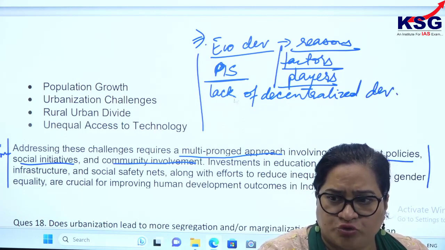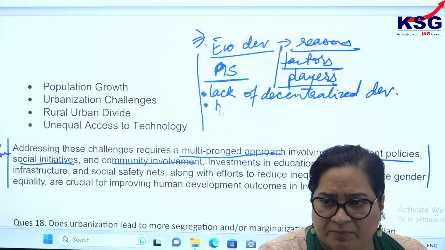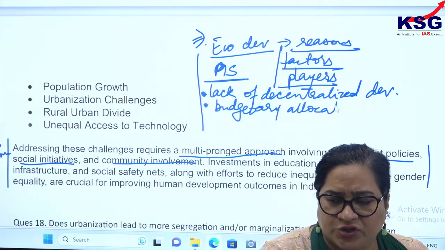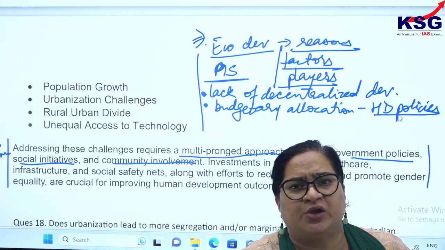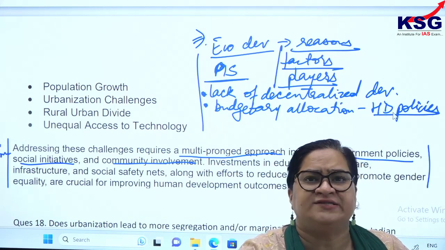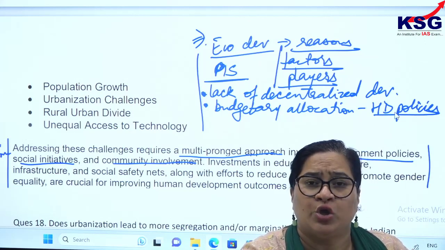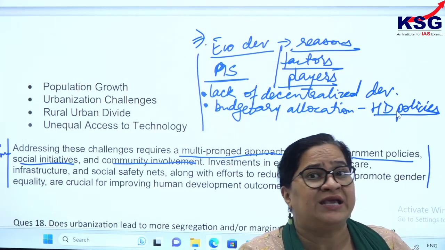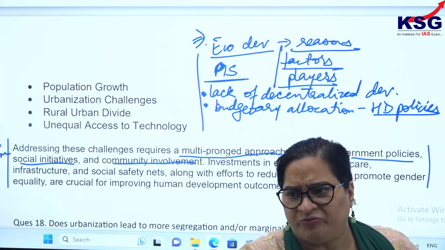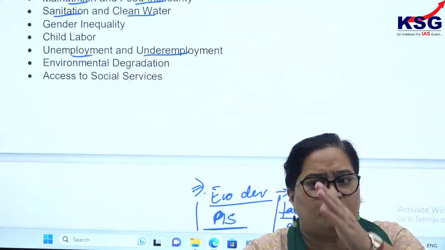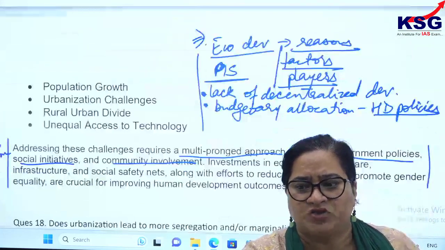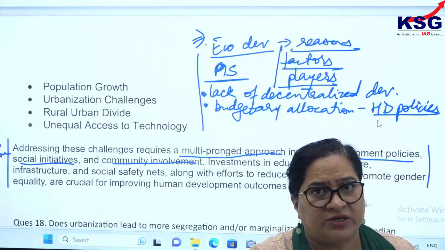Talk about budgetary allocation related to human development policies. How much budgetary allocation is there on education, on healthcare, on skill development, on employment generation, on planned urbanization, decentralized understanding of urbanization, all the above problems, all these points which we are seeing. Talk about how much is being spent on them. So, budgetary allocation on human development policies.